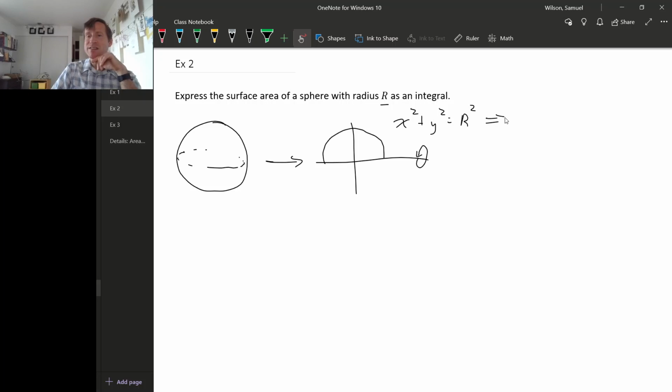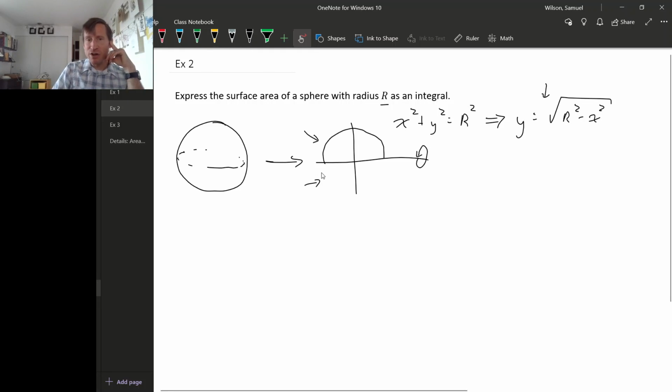And if we want to write this as a function of x, then we should solve for y. So y is the square root of r squared minus x squared. And here I'm taking the positive square root because we're dealing with the top semicircle and not the bottom semicircle. Okay, for our bounds, we're going to go from the left part to the right part, but that's from negative r to positive r.